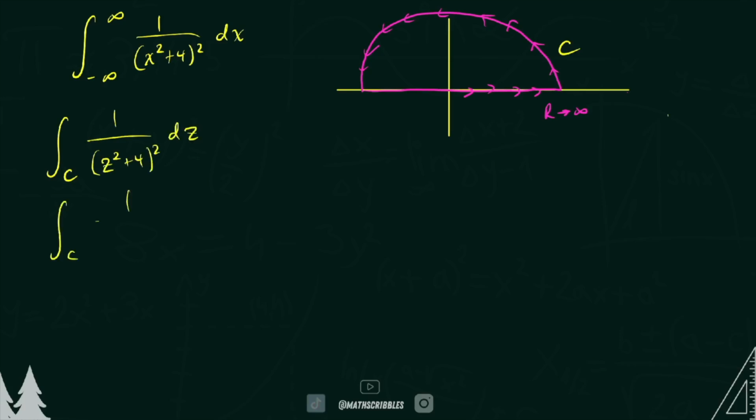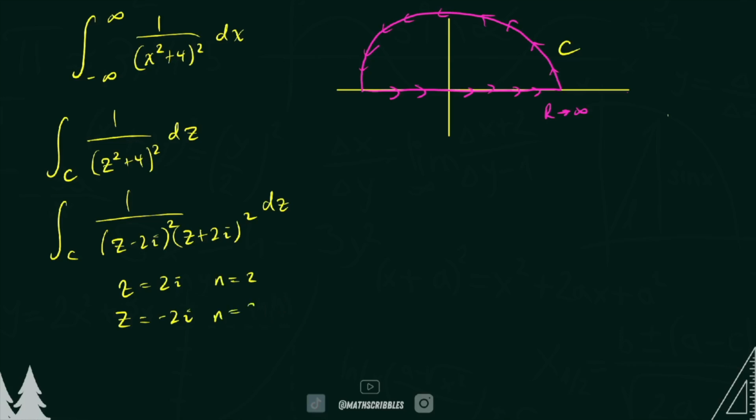And now we can go ahead and factor out the bottom. So this looks like z squared minus 2i. Whoops, not z squared. It is going to be z minus 2i, z plus 2i, and both of these are going to be squared. You can do the math there just to double check that that is correct. So it looks like we technically have two poles. One of them is going to be 2i, the other is going to be -2i, and they both have a singularity of 2. So I'm going to label that as n is equal to 2.